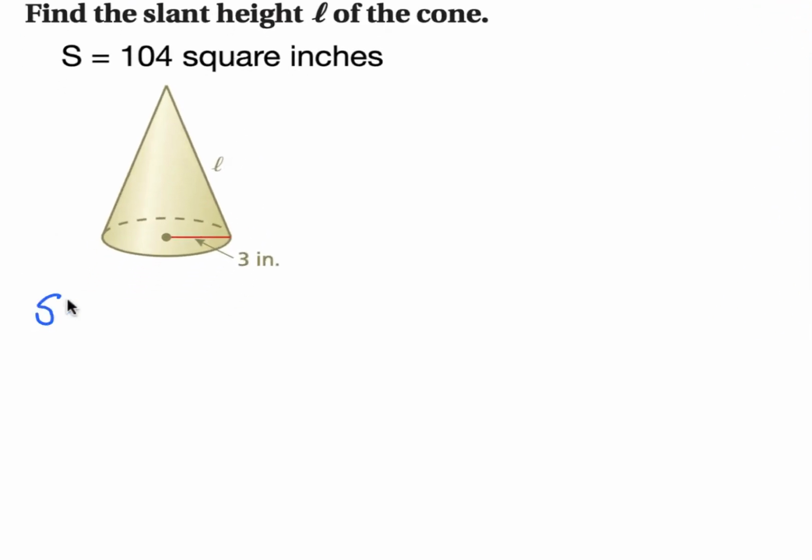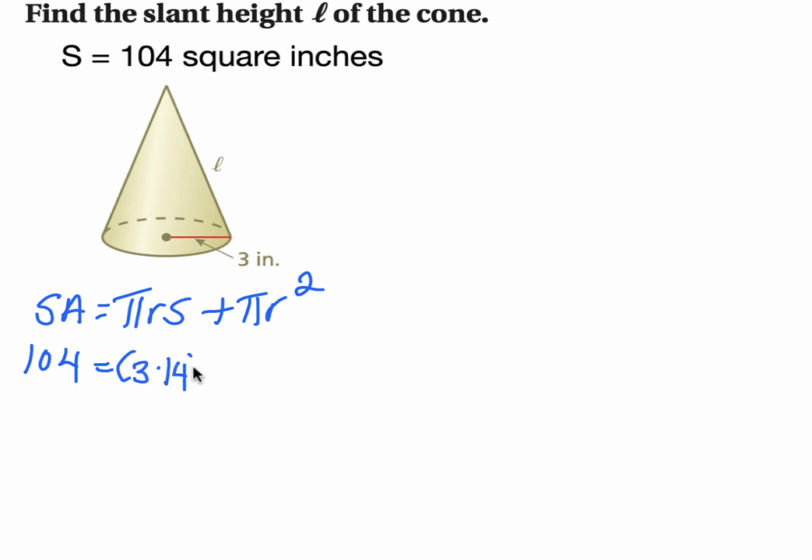So SA equals pi rS plus pi r squared. I know my surface area is 104. For this example, I'm going to replace pi by its numerical value, so that's 3.14. My radius is 3, and I'm trying to find S, which is my slanted height, plus 3.14, which is multiplying by 3 squared.